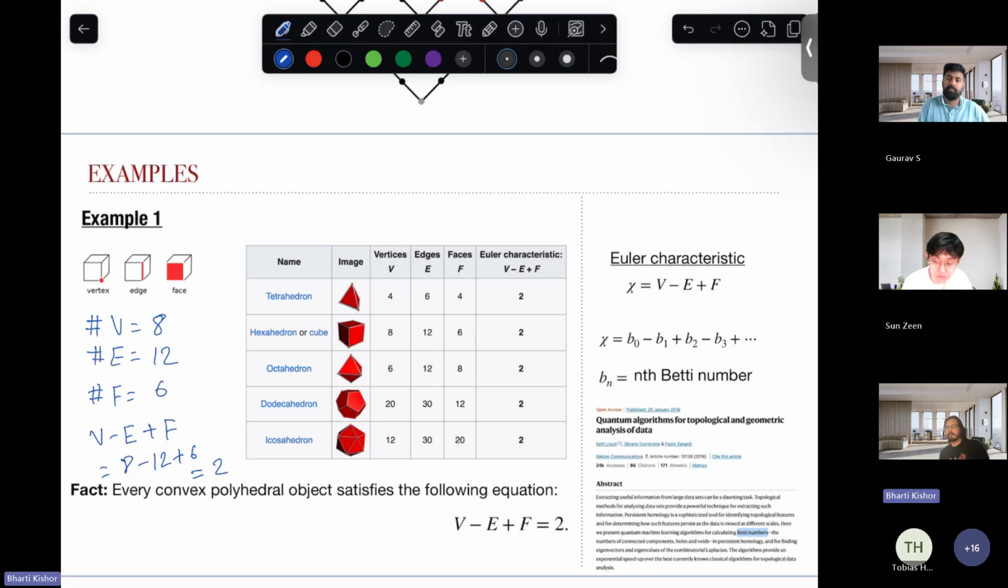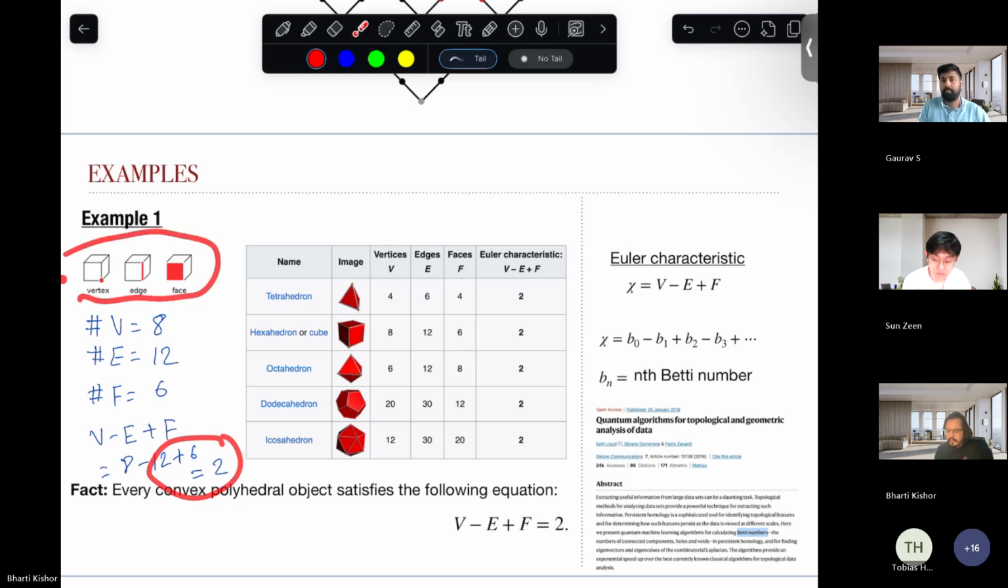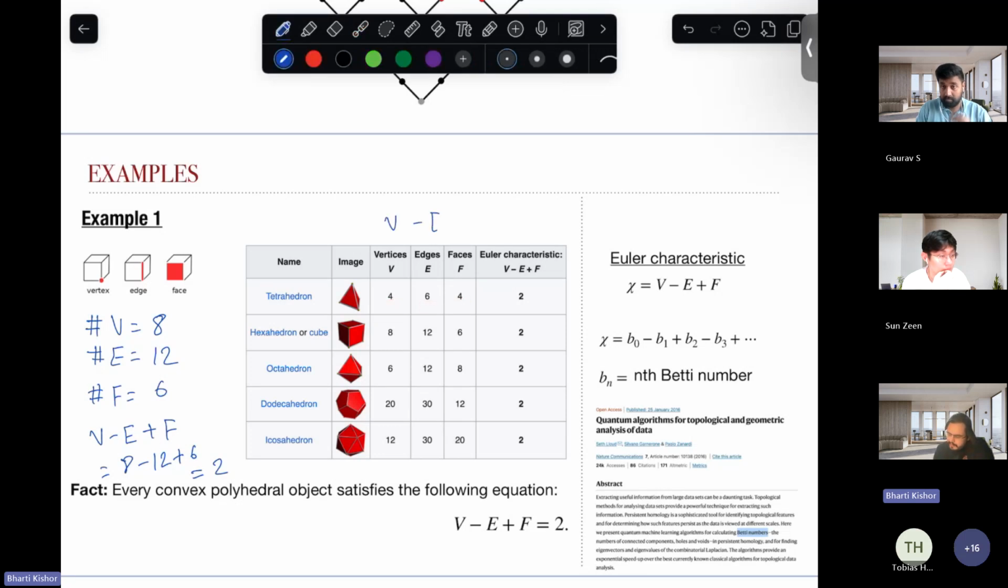Now somebody can ask, why are we doing this calculation? This is a very straightforward thing. I would say a student who has just started understanding cubes can do this calculation. But there is something interesting going on. Whatever we did here with a cube, you can do with a tetrahedron. There your V is 4, E is 6, F is 4. Now if you do V minus E plus F, you will get 2.